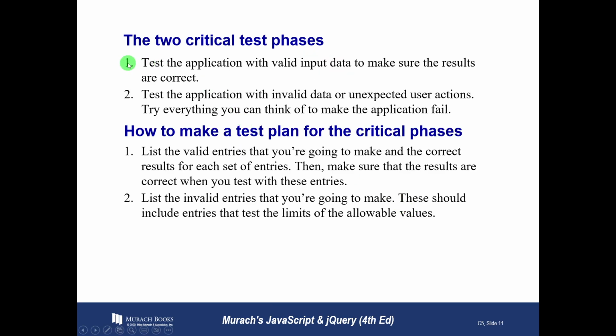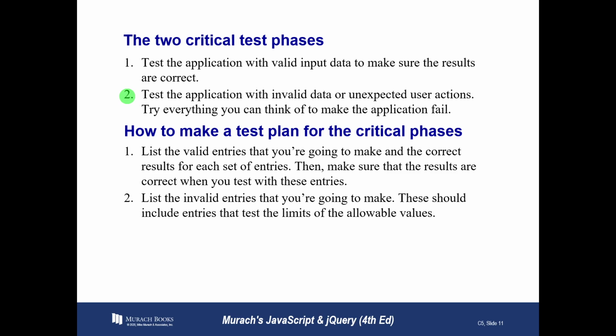So two critical test phases. Test it with valid input data, make sure the results are correct, but also test it with invalid data or unexpected user actions. Go type the word dog. That's my famous test that I do on students all the time. I go somewhere where it's expecting a number and I type dog in and hit the button to see if it's catching any input validation. Is it doing input validation to make sure, and does it tell me that I should have typed a number in that box?